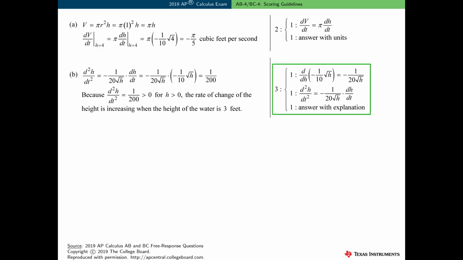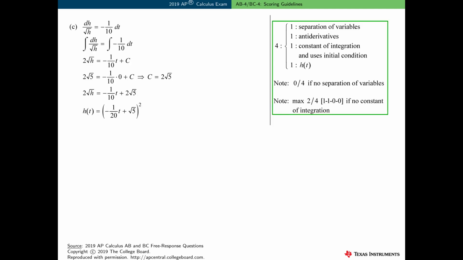The first point was essentially a power rule point for finding the derivative of minus 1/10 times the square root of h with respect to h. The second point was a chain rule point. That is, when finding d squared h over dt squared, we need to multiply by the derivative of h with respect to t. And finally, the third point was for the correct answer with a suitable explanation.